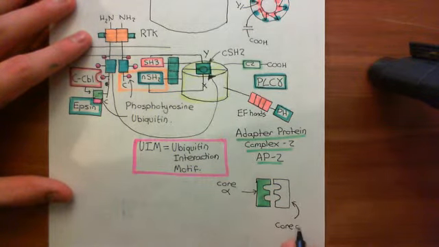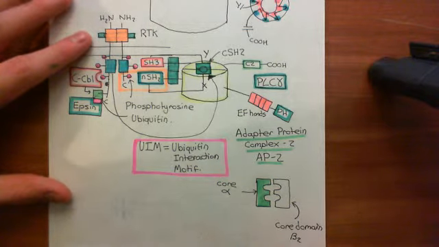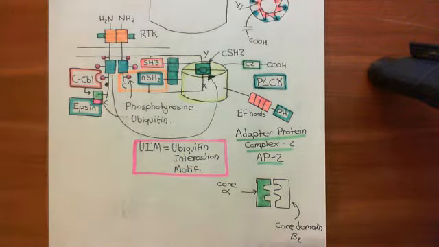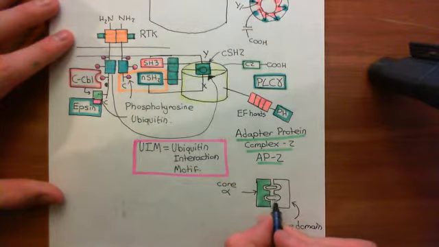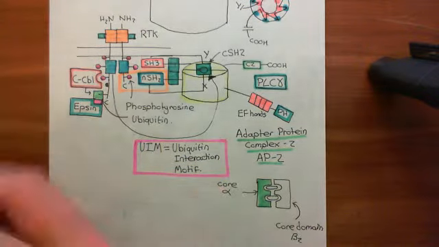And then in these gaps that I've left in between the core domain of the alpha subunit and the core domain of the beta 2 subunit, we are going to have smaller proteins put inside of those, which are also going to contribute to this full core domain of the adaptor protein complex 2.